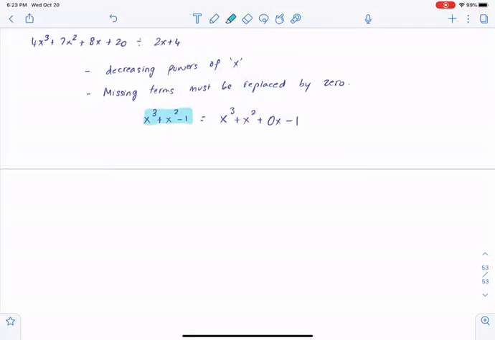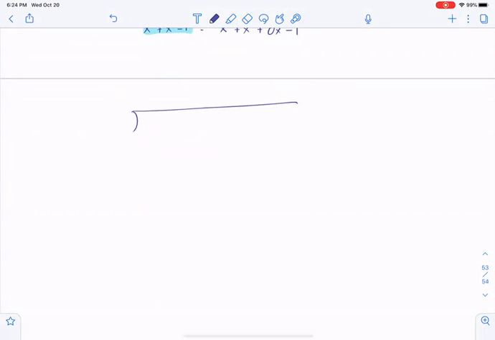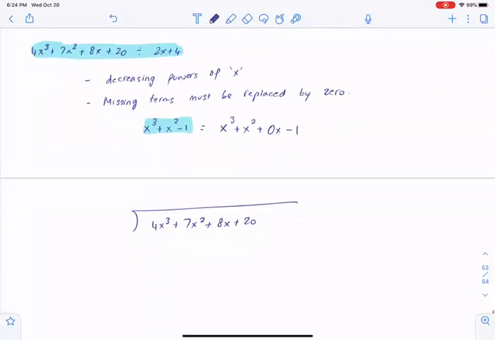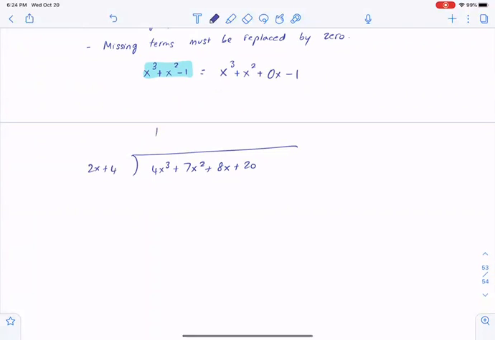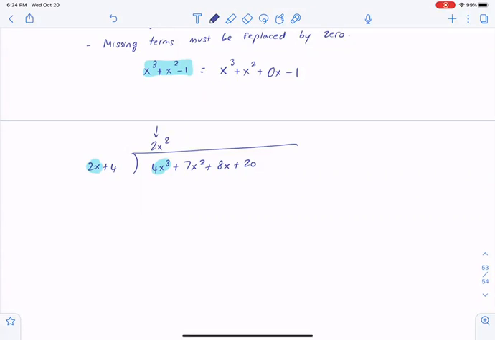So in our given polynomial, we don't seem to have any issues. We have decreasing powers of x and nothing is missing. So we can start dividing. So I've got to multiply 2x by some term in the quotient so that I get 4x cubed. So that would be 2x squared. 2x squared times 2x is 4x cubed. 2x squared times 4 is 8x squared. I can subtract the two. 4x cubed would go away.